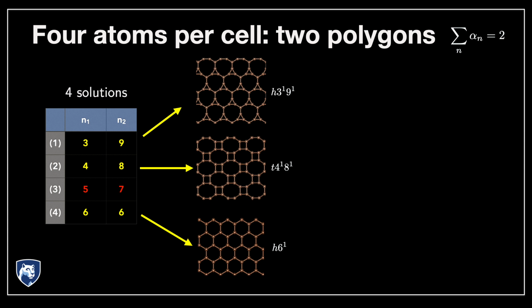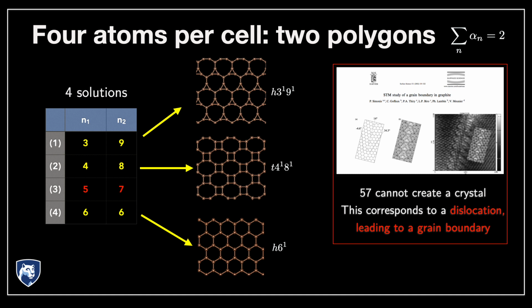Now the 5, 7 is not actually possible. A unit cell with just 1, 5, and 1, 7 in the unit cell is not possible. And the reason for that is because it corresponds to a dislocation. In fact, it corresponds to a grain boundary, which incidentally we observed with my colleagues more than 20 years ago in STM images. So in fact, these STM images show that in 2 dimensions, if you have 5 and 7, you're actually creating a dislocation.